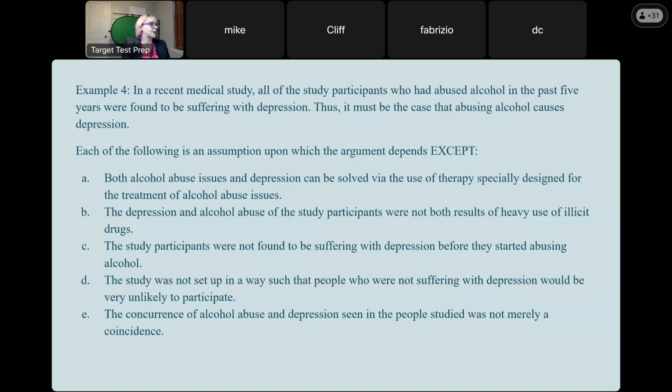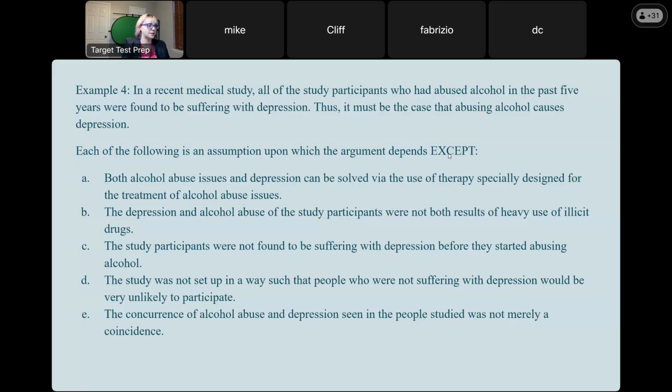Okay, let's talk it through. In a recent medical study, all of the study participants who had abused alcohol in the past 5 years were found to be suffering with depression. Thus, it must be the case that abusing alcohol causes depression. Each of the following is an assumption upon which the argument depends, except.